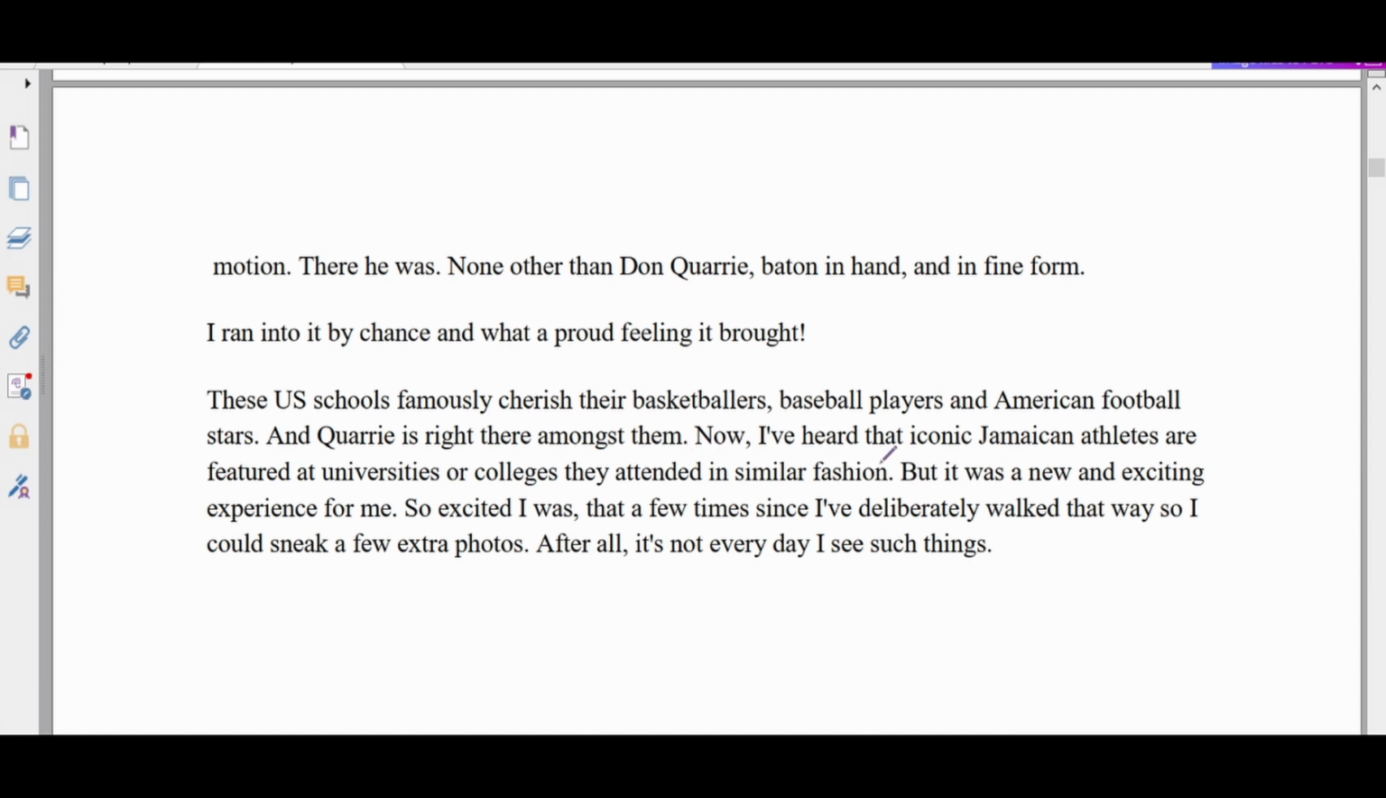Now, I have heard that iconic Jamaican athletes are featured at universities or colleges they attended in similar fashion. But it was a new and exciting experience for me. So excited I was that a few times since I've deliberately walked that way so I could sneak a few extra photos. After all, it's not every day I see such things.